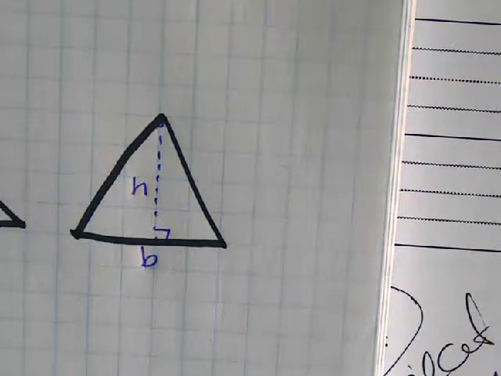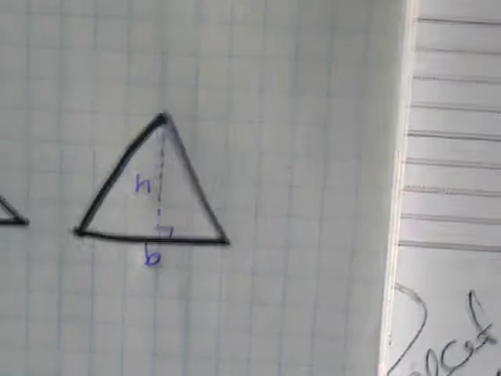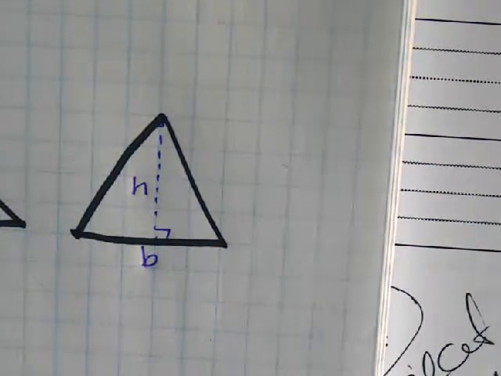Draw me an obtuse triangle. How do you draw an obtuse triangle? No, that would be an isosceles. Obtuse triangle, you have to start off with an obtuse angle.